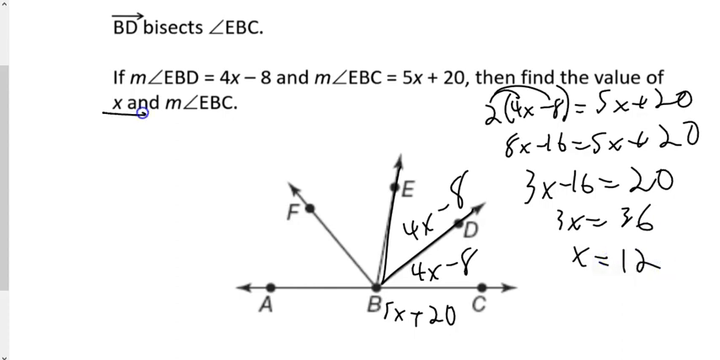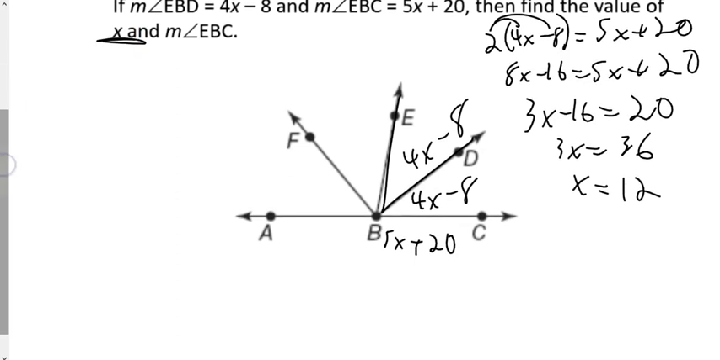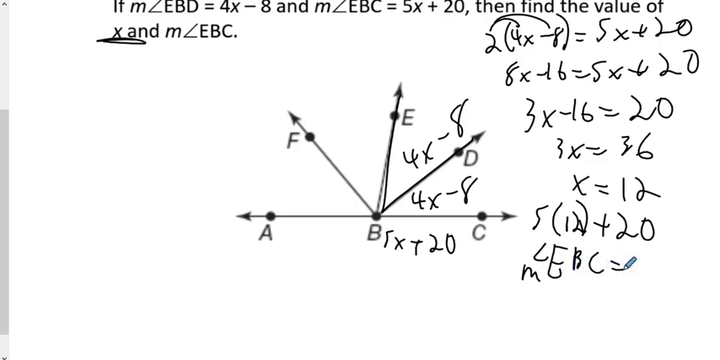Now it did tell me to find x, which I did. But it also wants EBC, which is the overall angle. 5x plus 20. So I'm going to do 5 times 12 plus 20. So 5 times 12 is 60, plus 20 is 80. So the measure of angle EBC is, what did I say? 80 degrees. There you go. That's it.